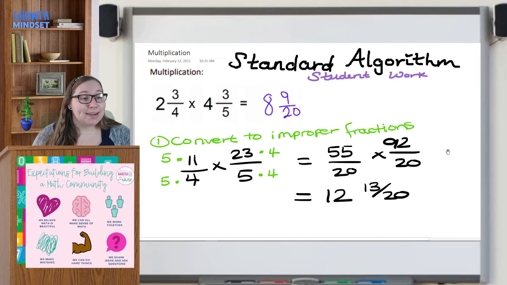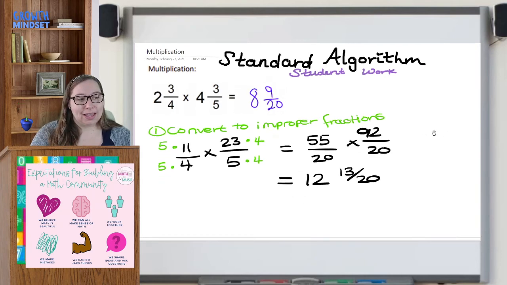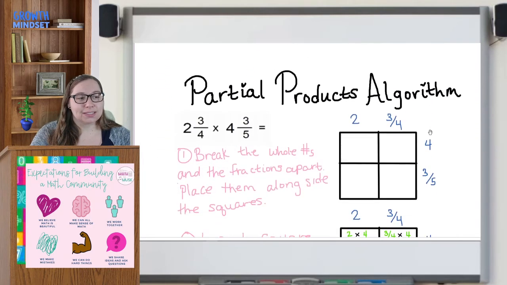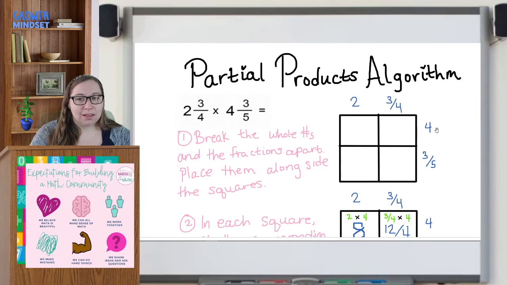Okay? But now we're going to look at a way to solve this same problem using our partial products algorithm. So again, we have 2 3/4 plus 4 3/5. The first thing we need to do for partial products is create this square, put a little cross through it. It gives us 4 sections. And from there, we just have to put each of our fractions along the sides of our square. So we have 2 3/4 here, then 4 3/5 here.